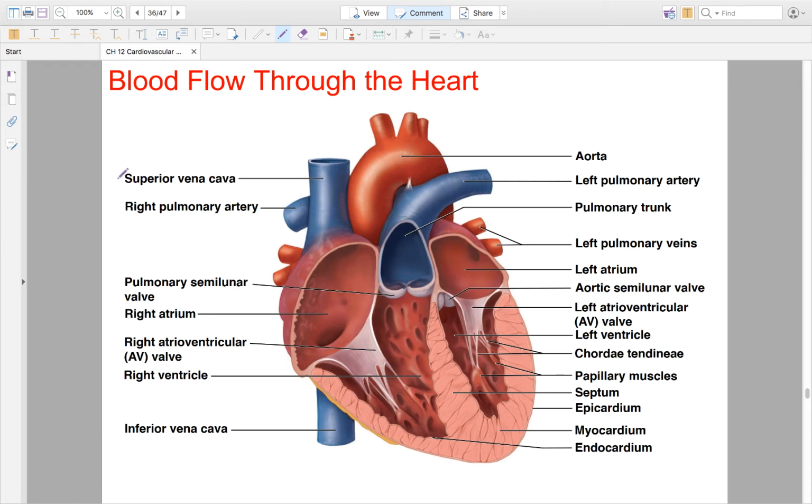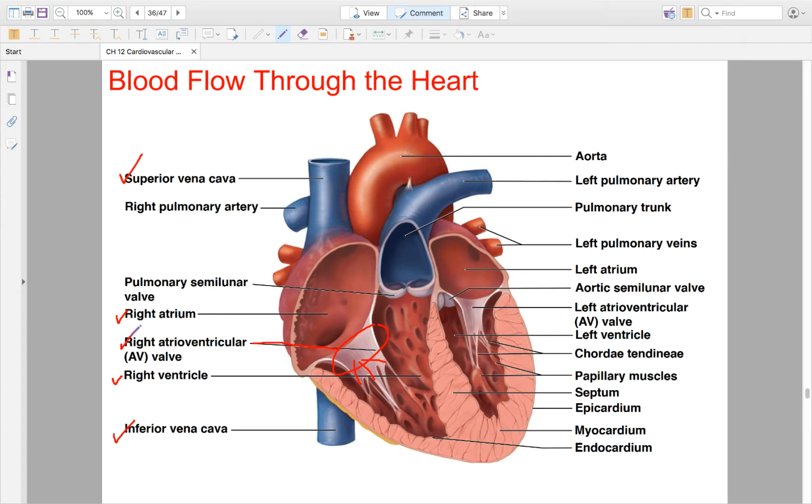Okay, so we have the superior and the inferior vena cava. The right atrium right here, the right ventricle, and of course the right AV valve right here, which is also called the tricuspid valve. Tri means three, because when we look at it, technically it has three parts to the valve. Okay, so that's that.